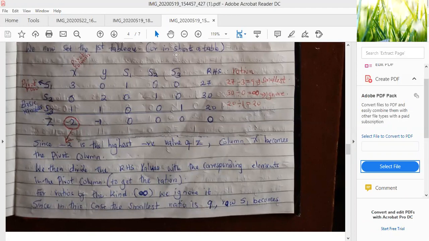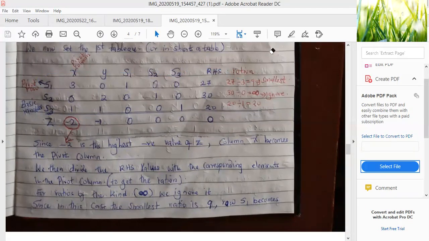value. So after we have found our 3 ratios here, the smallest is 9, and that 9 helps us to identify what we call the pivot row. Why I took my pivot row to be the S1 row is because of the smallest value here, 9. It is the one that helps us to say our pivot row is S1.